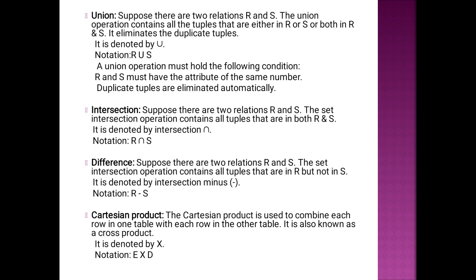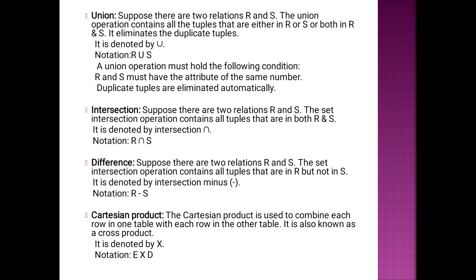Union. This is another operation of relational algebra. Suppose there are two relations, relations means tables, one is R and another is S. The union operation contains all the tuples that are either in R or S or both in R and S. It eliminates the duplicate tuples. It is denoted by U. It is the operator U, and you can simply say it union.